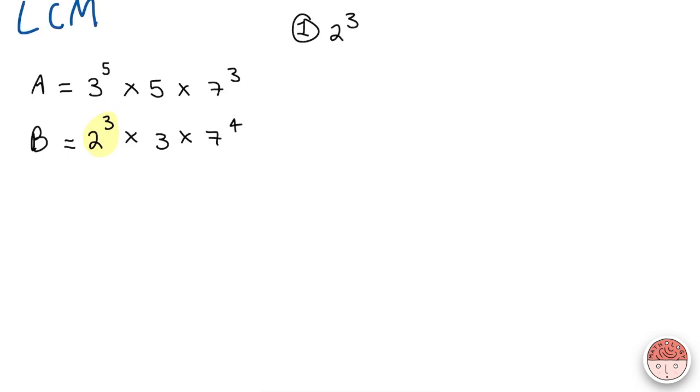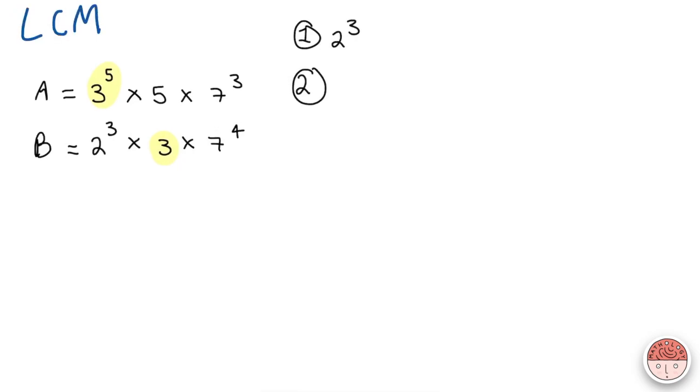Next, we have a base number of 3. What we do is we take the highest value, the one with the highest power between a and b, and include that. A has 3 to the power of 5, whilst b has 3, in other words, 3 to the power of 1. So we pick 3 to the power of 5, as 5 is greater than 1. Next, we move on to base 5. We see that only a contains 5, so we can just immediately write that down.